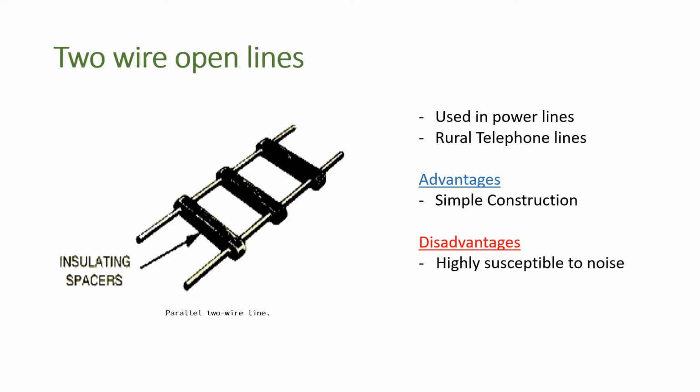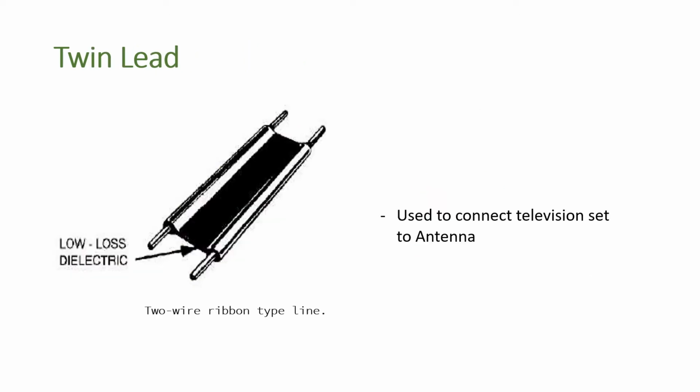For the balanced circuit examples, we have two-wire open lines used in power lines and rural telephone lines, with the advantage of simple construction and low cost, and the disadvantage of being highly susceptible to noise because of lack of shielding. The next one is a twin lead. It's like the first example, used to connect a television set to an antenna, but is much better because of the shielding of low-loss dielectric material. The one in the figure is a two-wire ribbon type line.